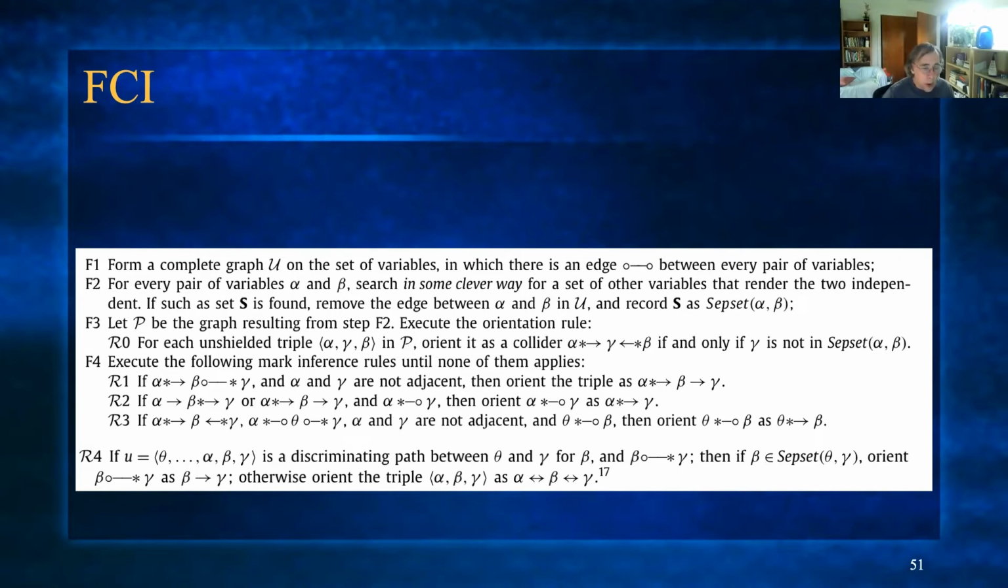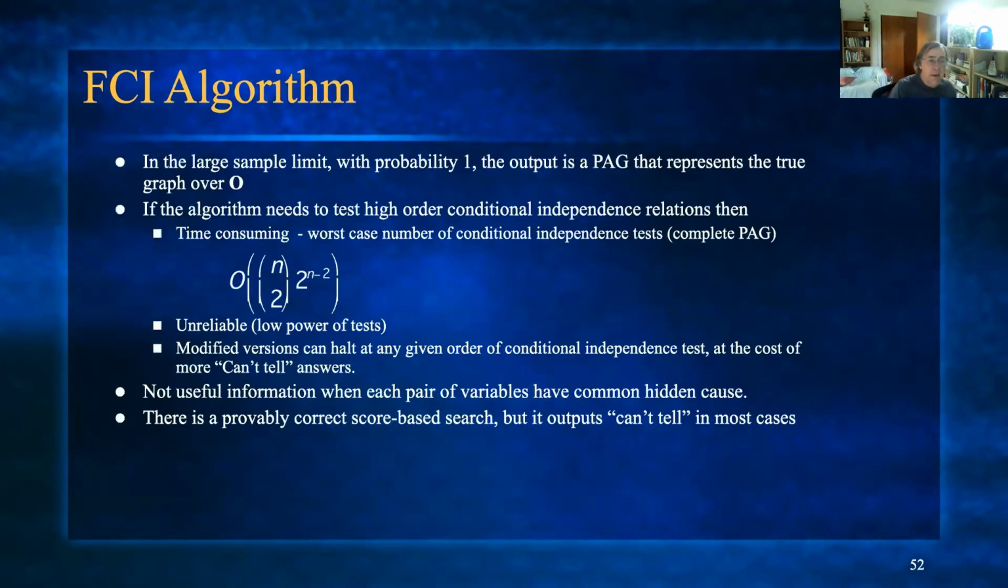With those four kinds of rules as my algorithm, what I can show is that in the large sample limit with probability 1, the output is a PAG that represents the true graph over the observed variables. That is, I have the right Markov equivalence class of graphs.